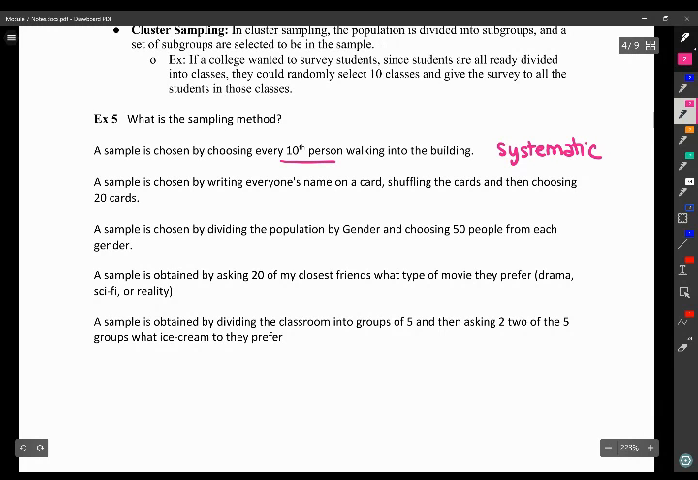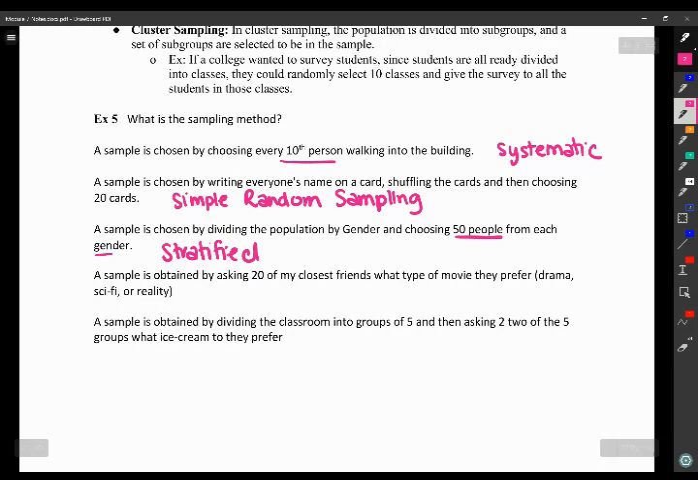So that's the key there. The next one is going to be simple random sampling because they just randomly pick 20 cards. The next one is stratified because they took 50 people from each gender, which the gender is already putting it into subgroups.